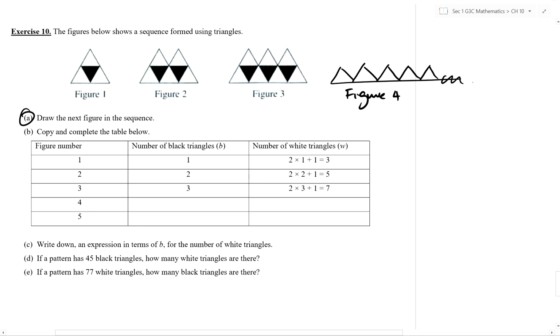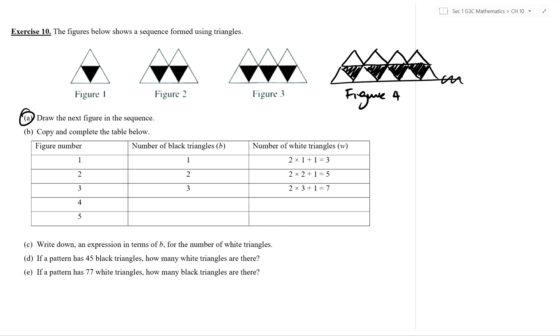So let's remove this. And we always have black triangles in between, so shade them properly. After this, we have more white triangles on top of the black triangles. So this is just observation, and this is our figure number 4.